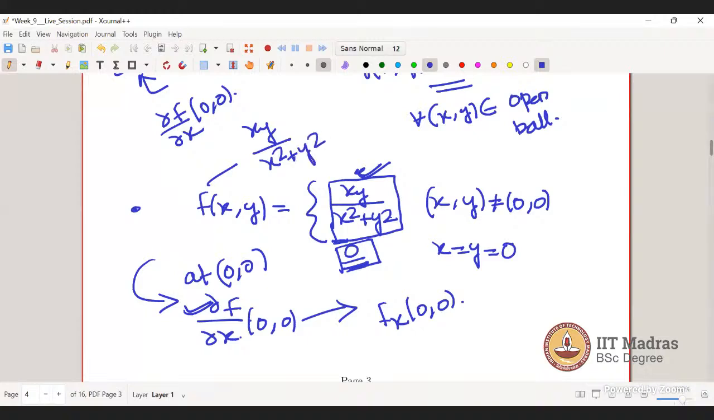This is not the value of the function at 0, 0. The value of the function at 0, 0 is 0. So they are two different things. You cannot differentiate this function and put 0, 0 to get the partial derivative of the function at 0, 0, because this is a piecewise function.